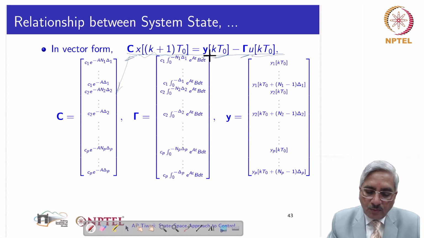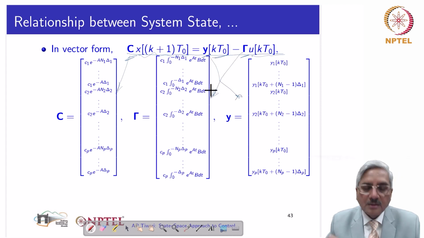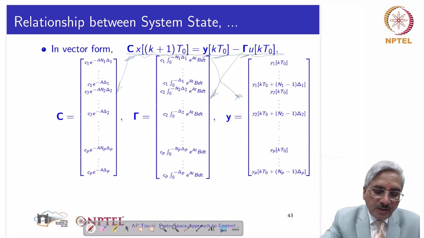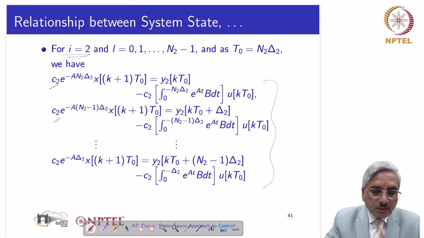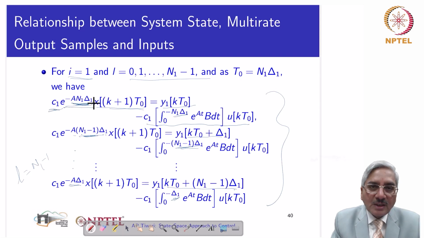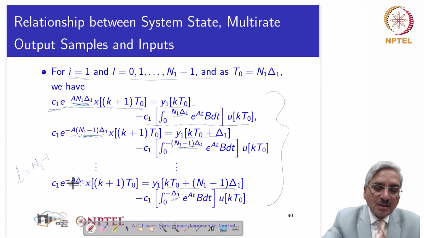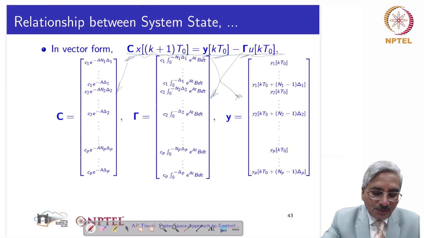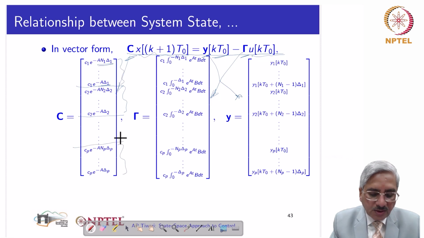And this C, Y and this gamma are given here. So we just go back to see how the terms of C come. We see this will be C1 into e power minus a N1 delta 1, C1 into e power minus a N1 minus 1 delta 1, and so on, C1 e power minus a delta 1. So this is here. First one is C1 e power minus a N1 delta 1 and last one is C1 e power minus a delta 1. And next few are for C2 and N2 and delta 2. This is corresponding to output 2, this is corresponding to output 1, this is corresponding to the pth output.